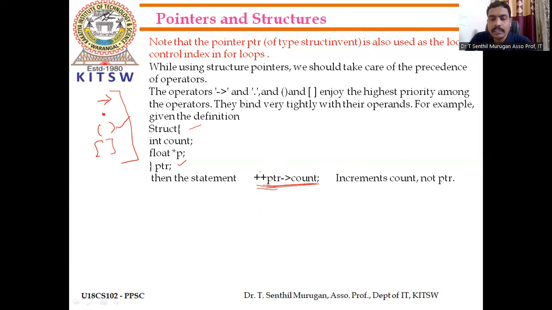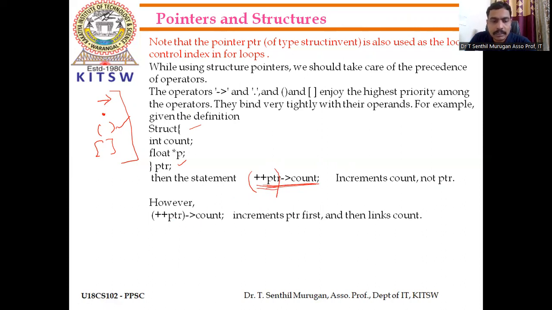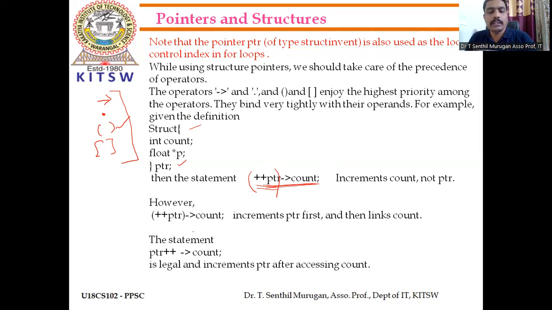Okay, so if we want to increase the pointer, we have to use brackets first. If you use brackets, then it will increase the value. We first have to increment the pointer value, then it will point to the count. So in this matter, we have to write it clearly. Okay, pointer plus plus arrow count, if you write that, it is an illegal statement. Why? Because it increments the pointer after accessing the count. So what is the meaning of that? After using this pointer, it will be incremented. So when we are using the pointer like this, it is illegal.